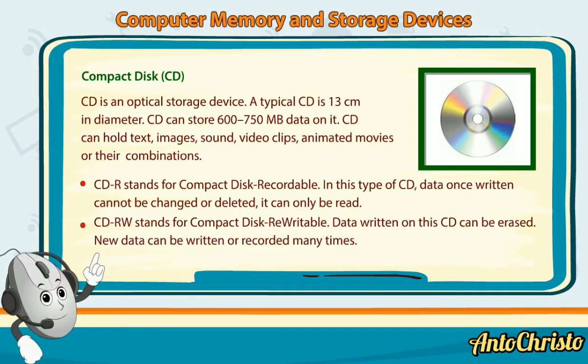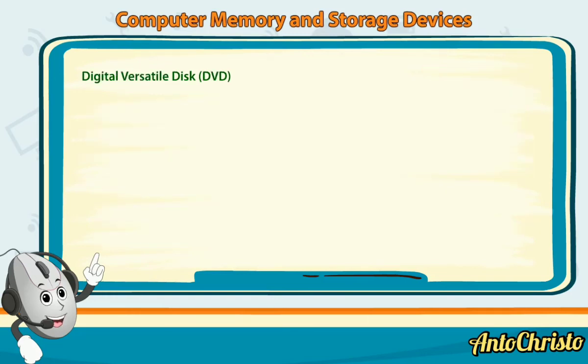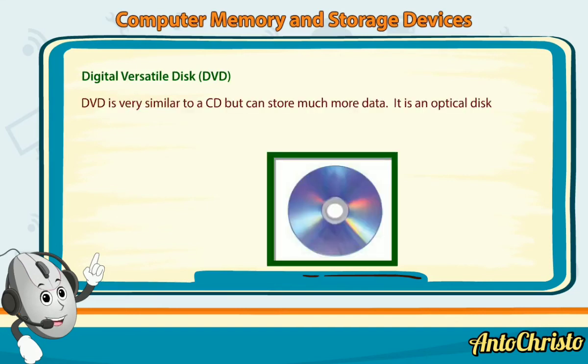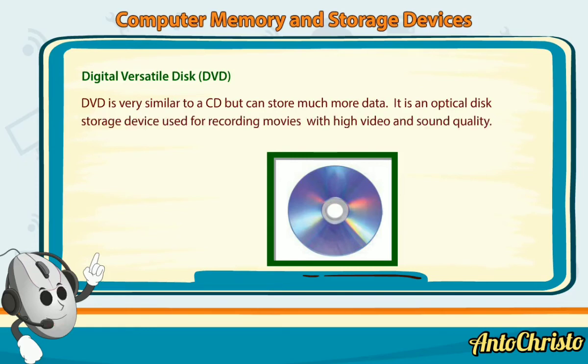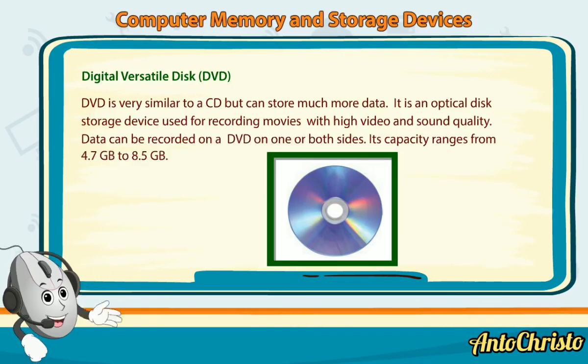CDRW stands for Compact Disc Rewritable. Data written on this CD can be erased. New data can be written or recorded many times. Digital Versatile Disc (DVD). DVD is very similar to a CD but can store much more data. It is an optical disc storage device used for recording movies with high video and sound quality. Data can be recorded on a DVD on one or both sides. Its capacity ranges from 4.7 GB to 8.5 GB.